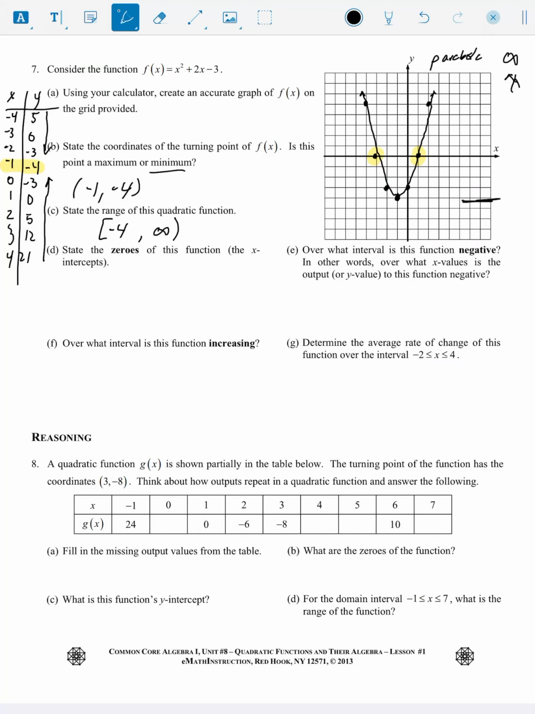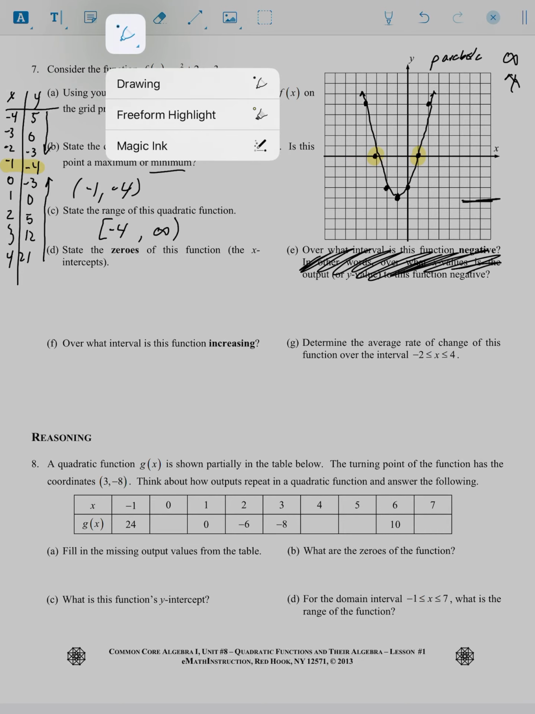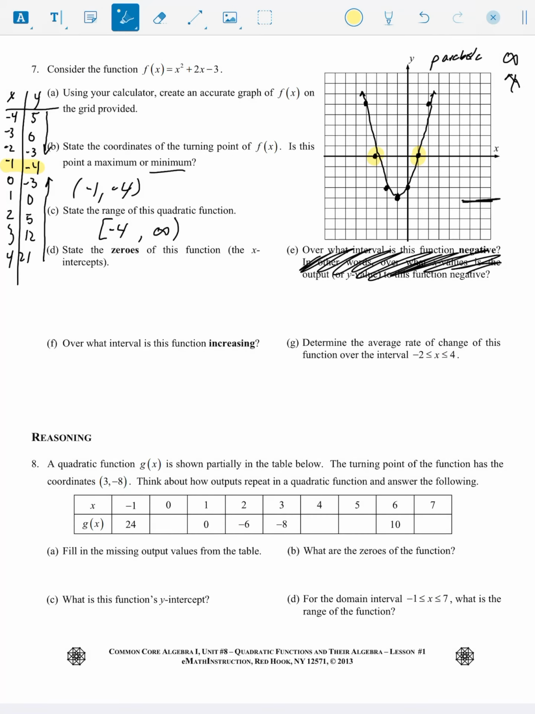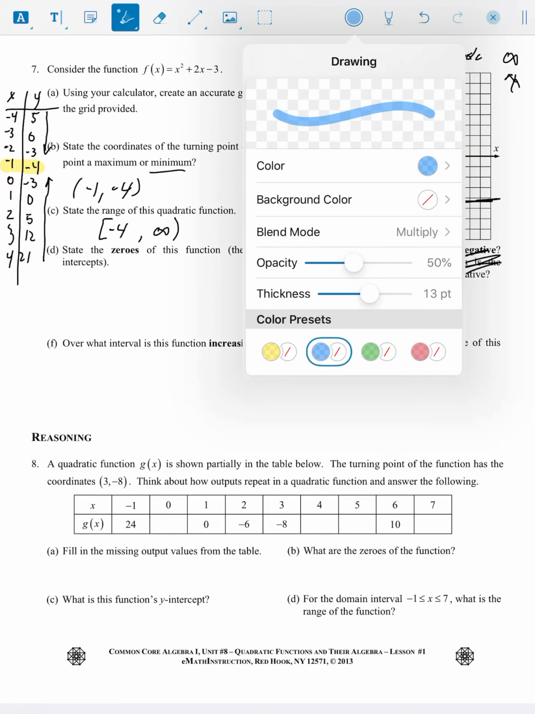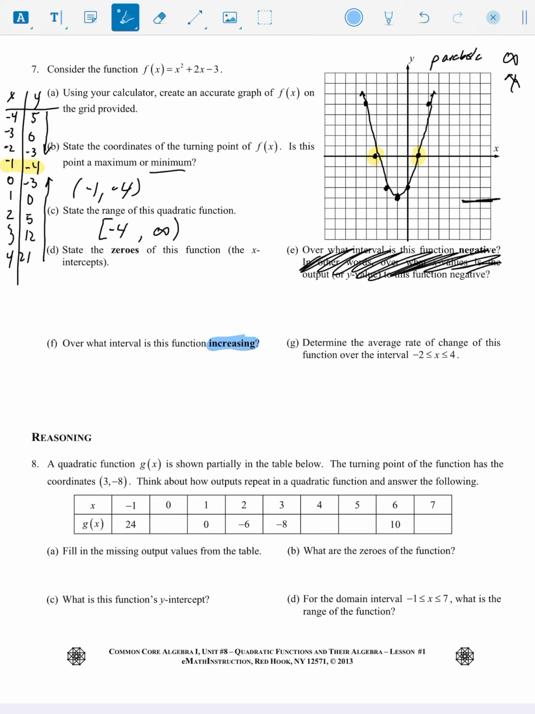Letter E, I'm going to exclude for now. And letter F piggybacks off the last multiple choice question we just did. Based on that last multiple choice question, you should be able to determine when the function is increasing, or at least the interval, or the domain for when it is increasing. I'm highlighting the increasing part of the function in blue.